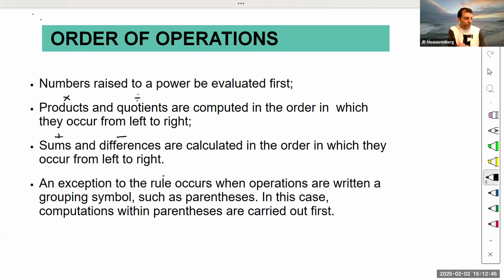Now, there's an exception to the rule. An exception occurs when operations are written with a grouping symbol, such as parentheses, like that.